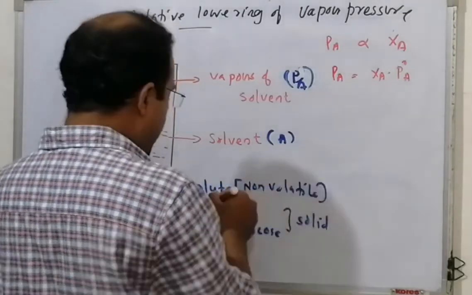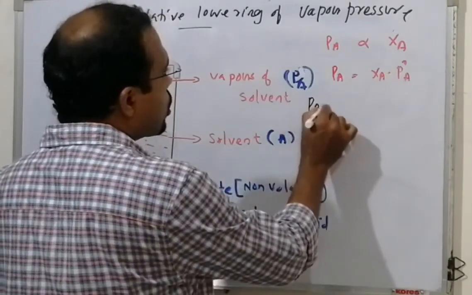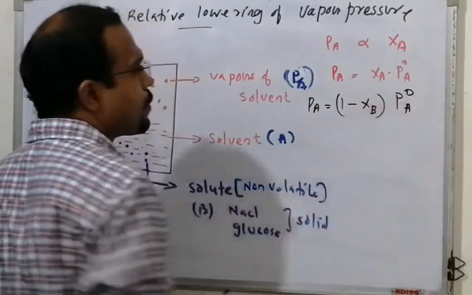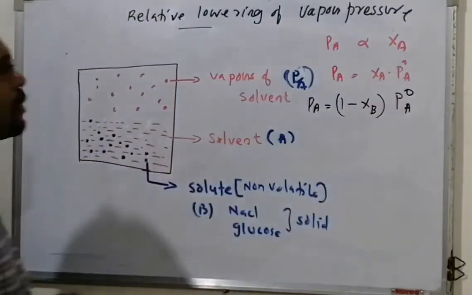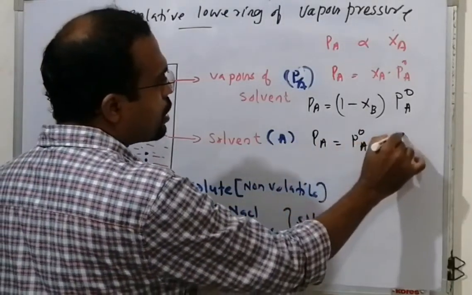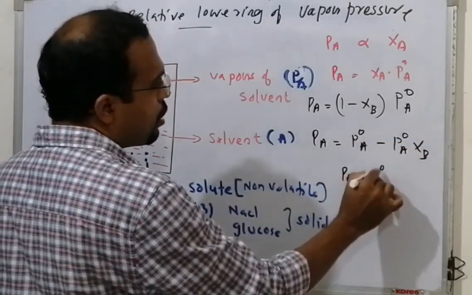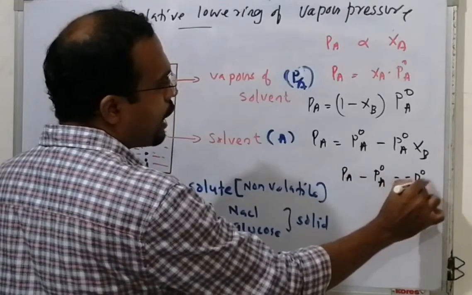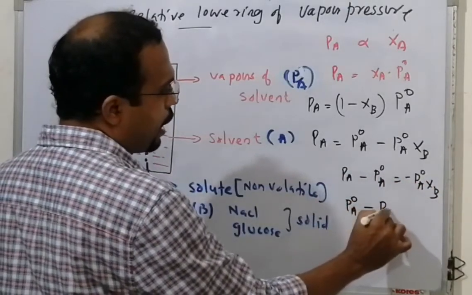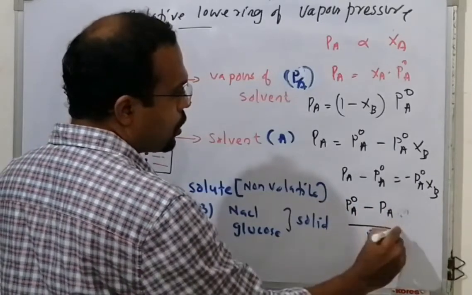Now, I just change this. PA is equal to (1 minus XB) into P0A. Therefore, PA is equal to P0A minus P0A XB. PA minus P0A is equal to minus P0A XB. Or (P0A minus PA) divided by P0A is equal to XB.